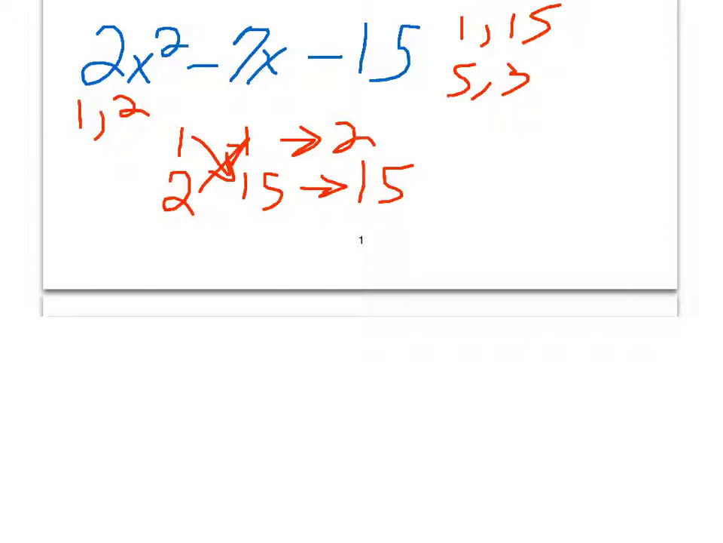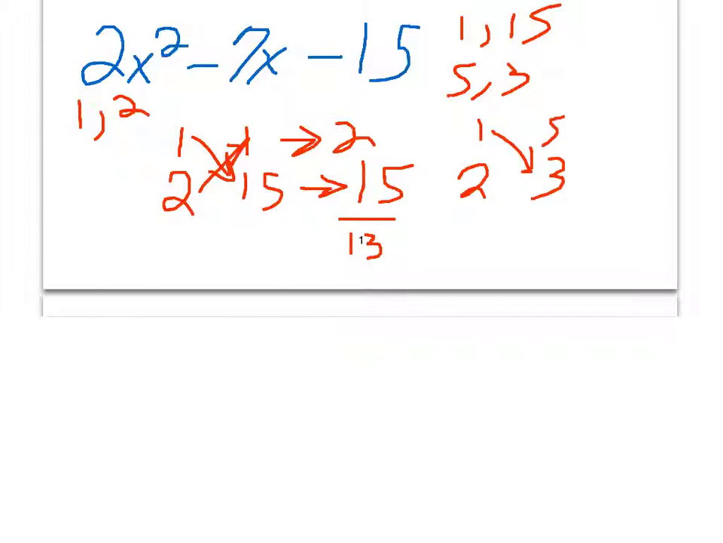Now I know that I have to subtract, so if I subtract those two numbers, I'm getting a 13. That's not a 7. So those are not the correct factors. Now, I can't change the 1 and the 2. I could flip 15 and 1, but 15 times 2 would be 30. That's way too big. So that's not going to work. Let's try the other set.